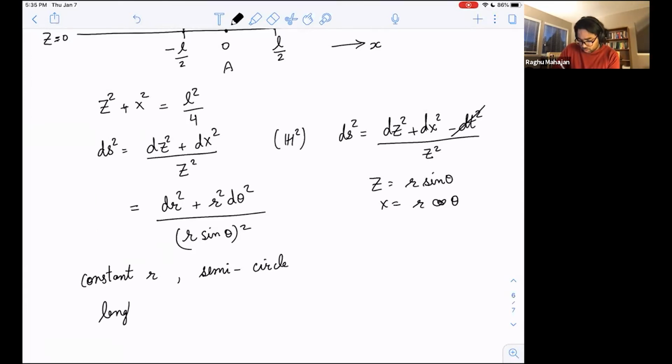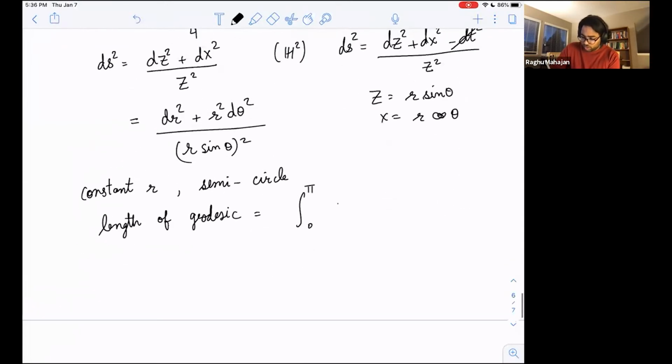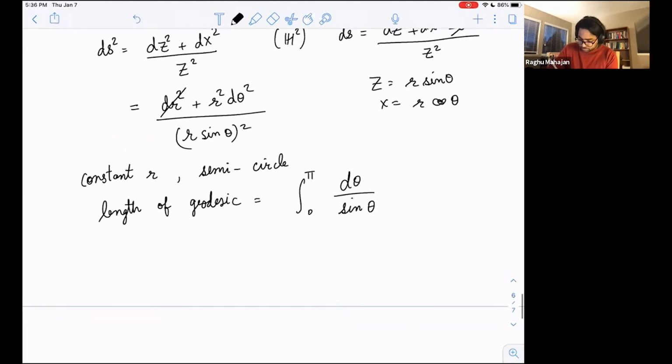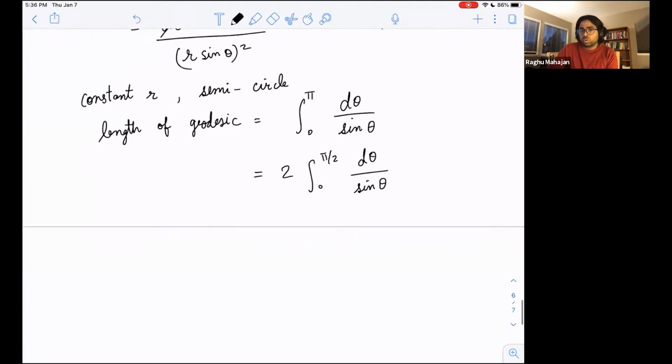So the length of the geodesic is the integral from 0 to pi. The semicircle starts at 0 and goes all the way to pi, of r d theta, well, the r cancels, sorry. Because we drop the dr, and r cancels, we have just d theta over sine theta from 0 to pi. Notice that this is just twice the integral from 0 to pi over 2 of d theta over sine theta. And this factor of 2 will play a crucial role in some of the computations we do later.